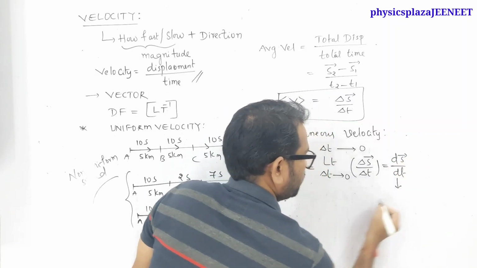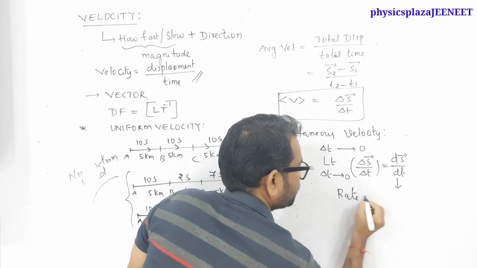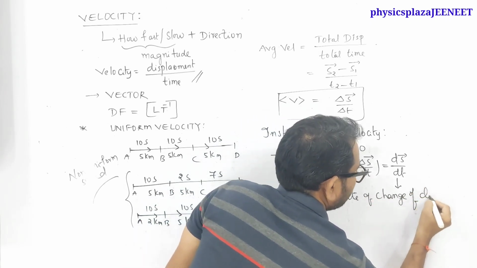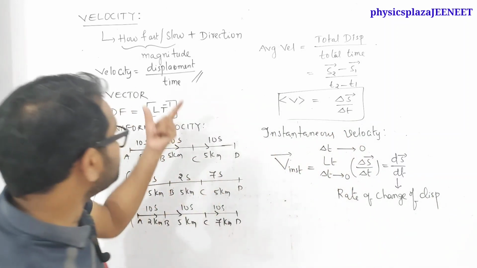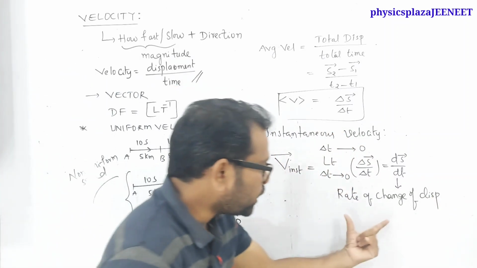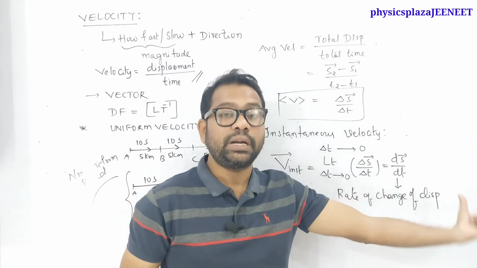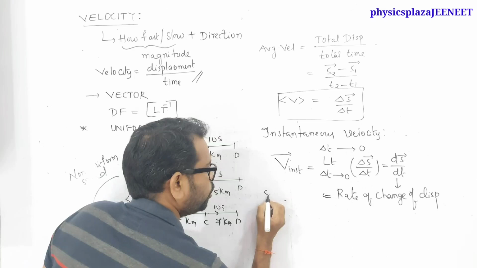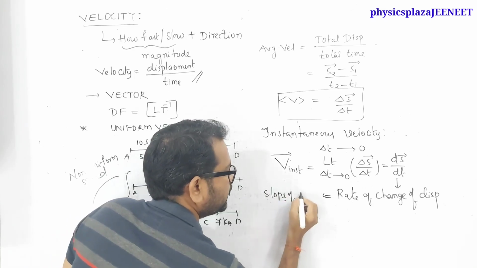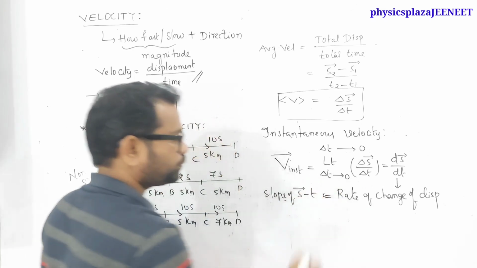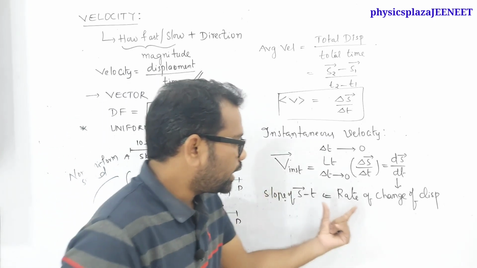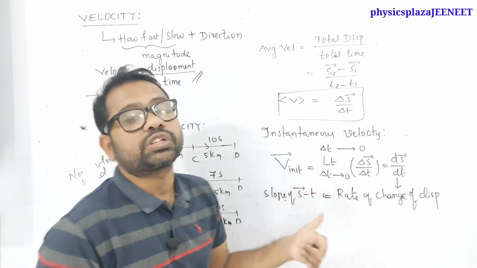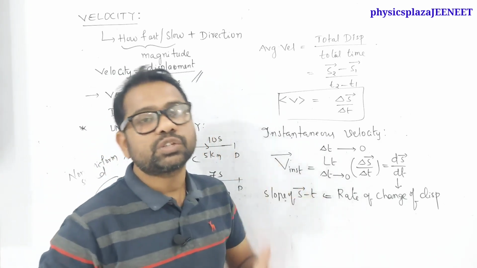Children, this we call the rate of change of displacement. Actually, the rate of change of displacement gives you instantaneous velocity. This is nothing but the slope of the displacement-time graph. The displacement-time graph gives you the rate of change of displacement. This is called instantaneous velocity.